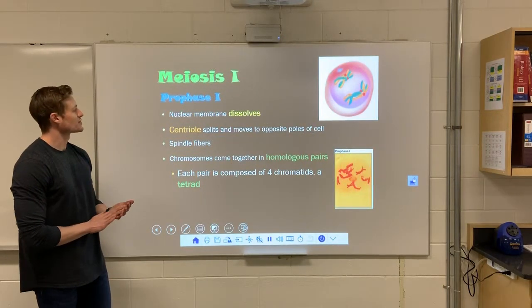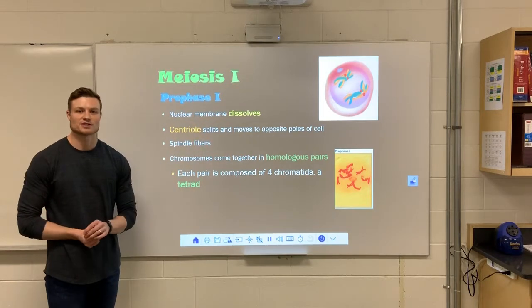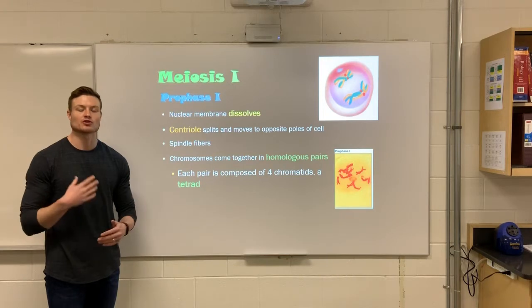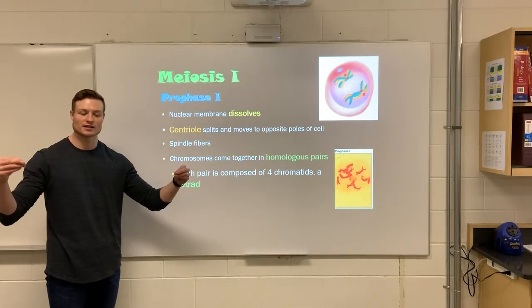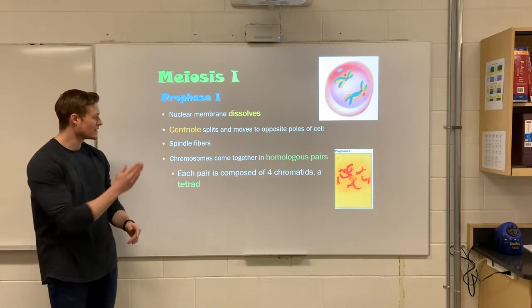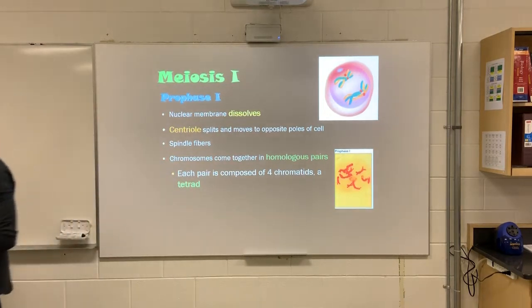Now, let's get into meiosis I. During prophase 1, just like in mitosis, the nuclear membrane will dissolve, freeing up the chromosomes. The chromosomes will condense, going from that long uncondensed version to the condensed version. Spindle fibers will form, and here's the key difference between mitosis and meiosis. I'll get my markers again to show you, okay?